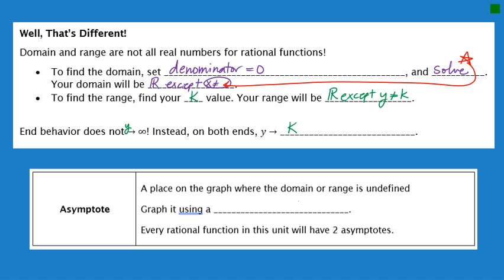And then those asymptotes are a place on a graph where the domain or the range is undefined. And then in order to graph it, you're going to use a dotted line. So you don't want it to be a solid line because it's not actually part of your graph, but it does need to be represented on your graph as those boundary lines where your graph can't cross. And every rational function in this unit that we're going to talk about will have two asymptotes.